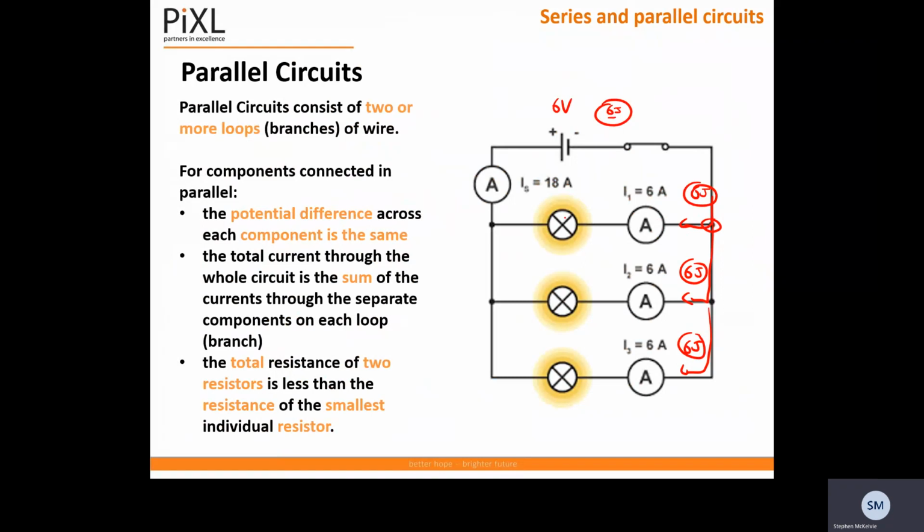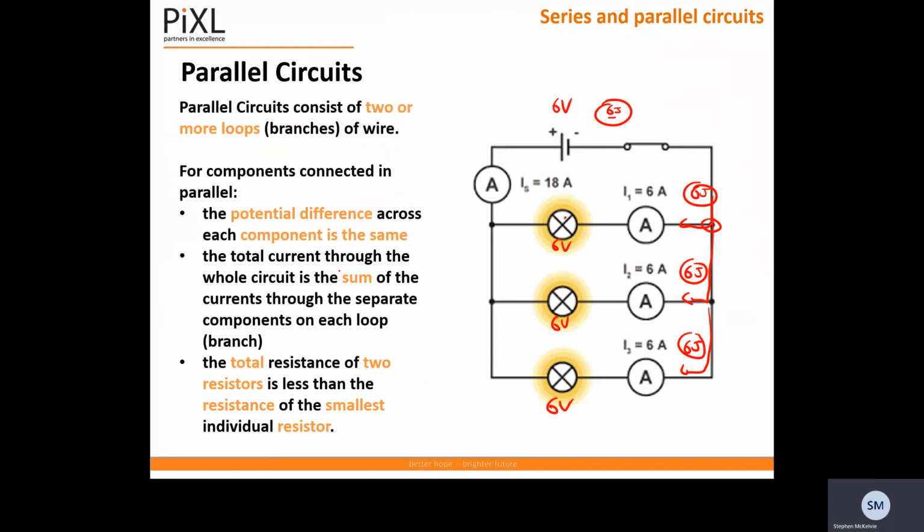As this coulomb passes over this component, it is able to transfer the total amount of energy that's in that coulomb, meaning this is a 6-volt lamp. This is a 6-volt lamp because this coulomb is coming through this branch, and this coulomb is coming through this branch, so it's another 6-volt cell. So the potential difference across each branch is the same.